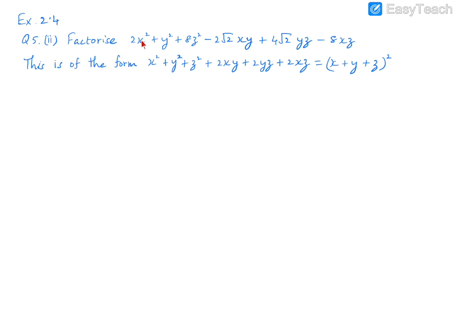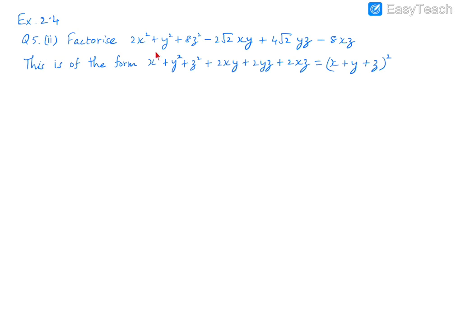So the expression given is 2x squared plus y squared plus 8z squared minus 2 root 2 xy plus 4 root 2 yz minus 8xz. Okay, so if you look at this, this is taking the form of x squared plus y squared plus z squared plus 2 times xy plus 2 times yz plus 2 times xz. So that is basically the identity for x plus y plus z the whole square. So we just need to figure out what is x, what is y, and what is z in this expression, and then we'll be able to factorize it.